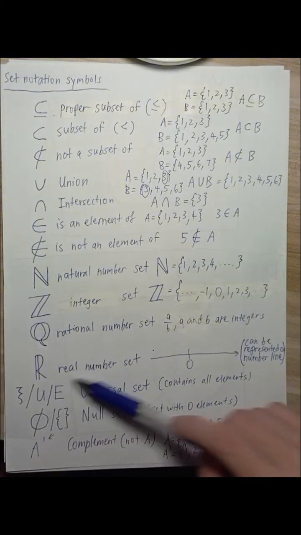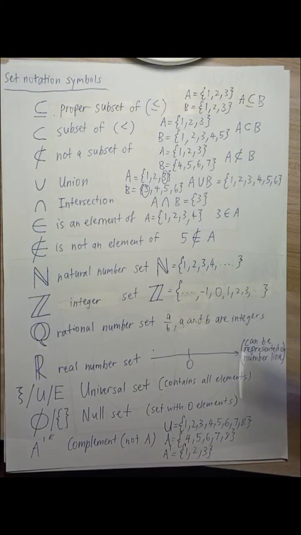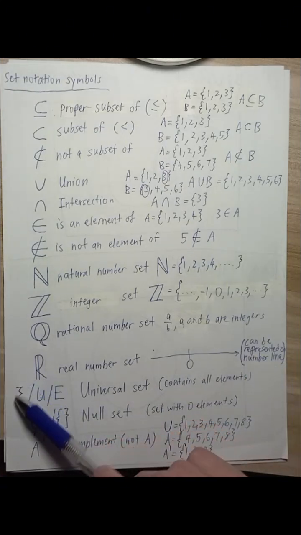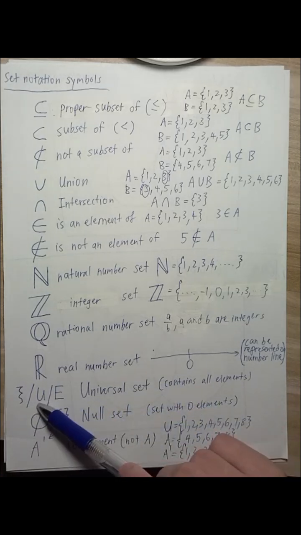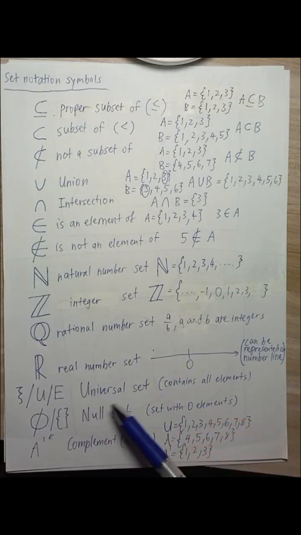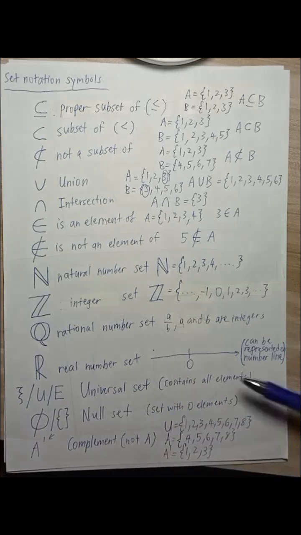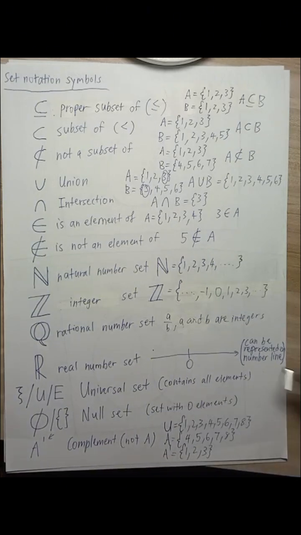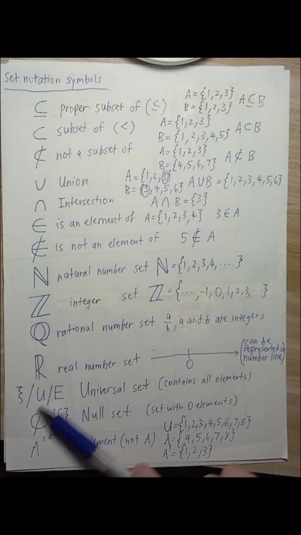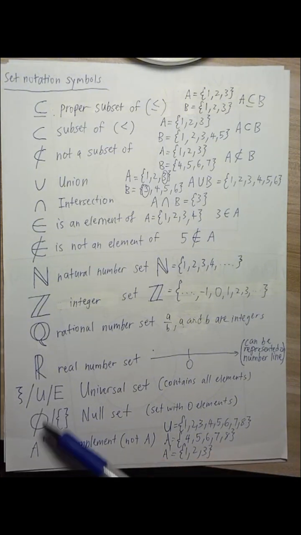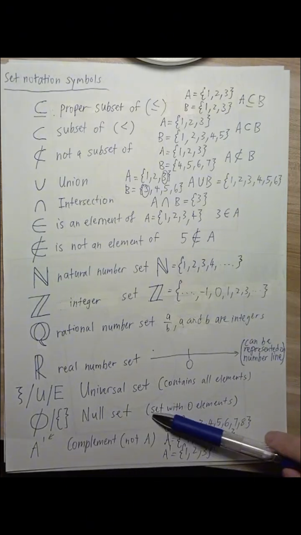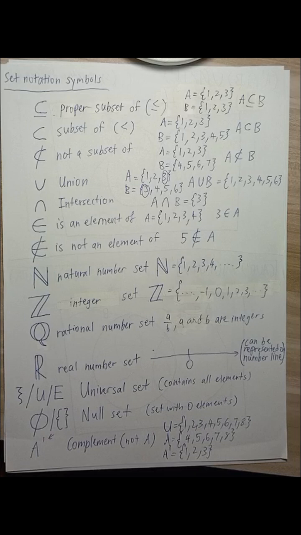So the next set, the real number set, is a set with numbers that can be represented on the number line. And then this Greek letter, this letter U, and this letter E can represent the universal set, which contains all elements in a specific context. Then a zero with a slash through it, or just brackets with nothing inside, represents a null set, which is a set with zero elements.